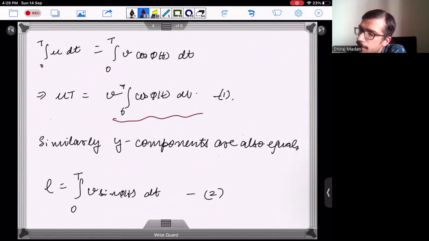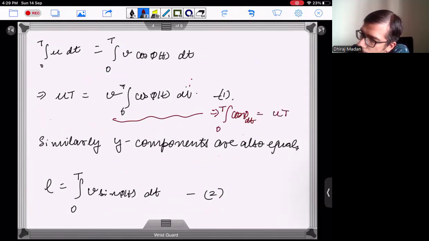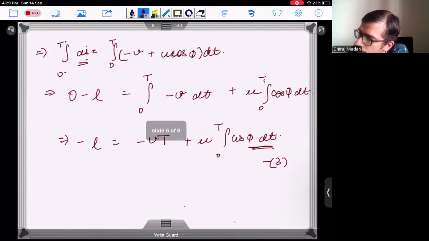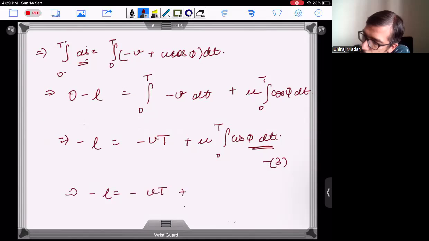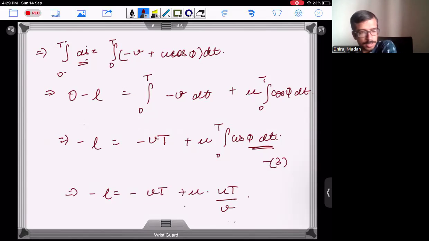So from 1 and 3, we can actually eliminate this integral of cos phi, and then we'll get a relationship which relates capital T, u, and v. So from 1, if I try to eliminate the integral of cos phi, I get that the integral of cos phi dt from 0 to T is uT over v. So if I substitute this over here, what I get is that minus L equals minus vT plus u times uT over v. Okay.